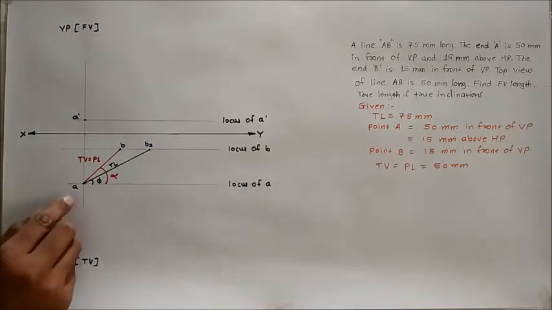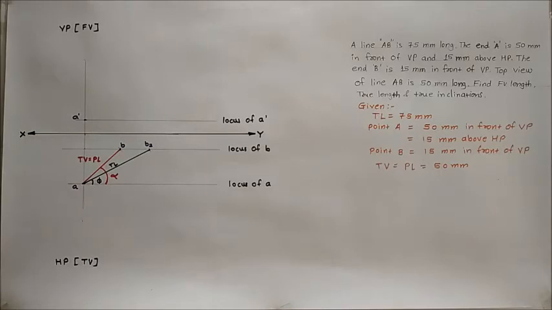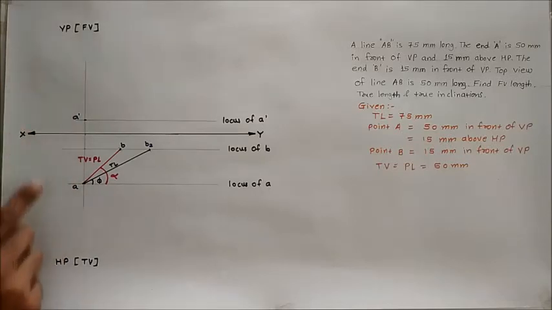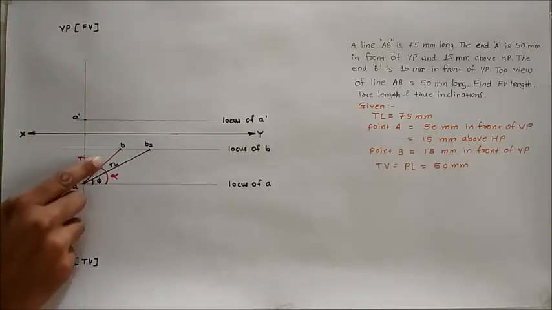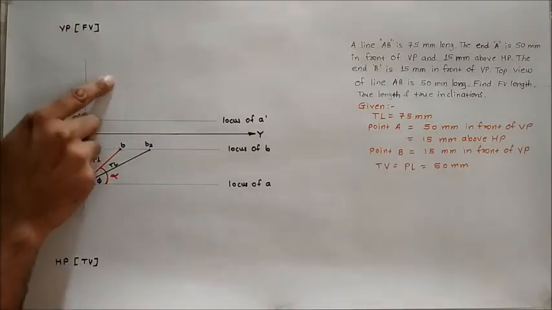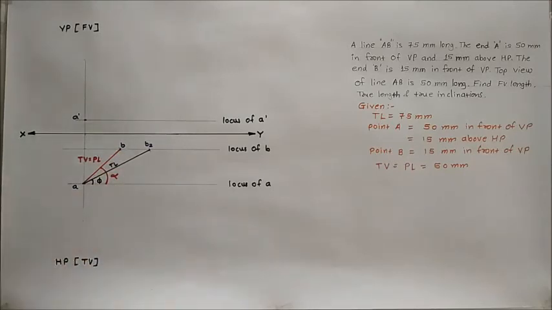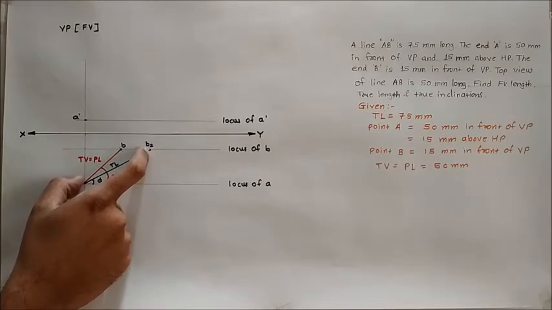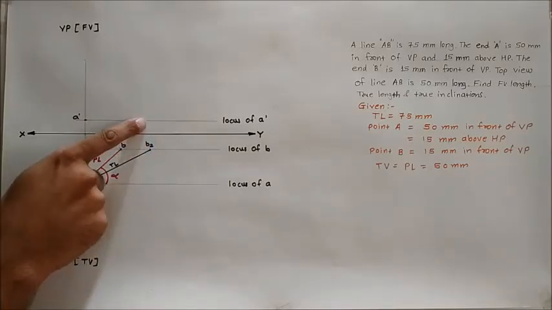First method is by drawing the end projector and by using true length. So the end projector which passes through point A is available. Draw a line which passes through point B and perpendicular to the XY. That should be a projector line. That is called as a projector of point B. Then project this true length till it meets with the locus of point A dash.